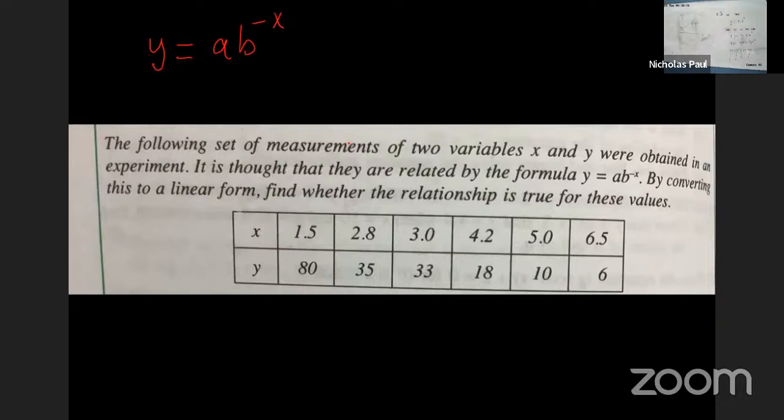So what does that mean? We are plotting log y versus x. Very good. So you're plotting log y versus x.